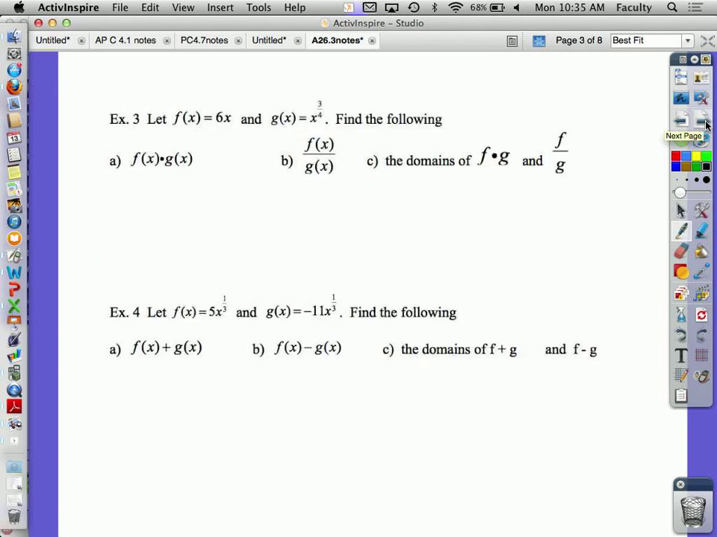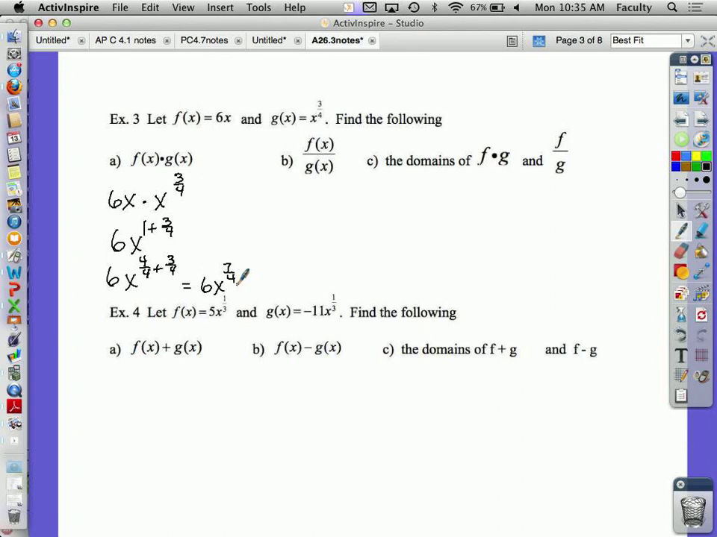Alright, example 3 says let f of x equal 6x and g of x equal x to the 3/4 power. Find the following. If you want to do f of x times g of x, now we're going to connect this to your exponent properties. 6x times x to the 3/4, you would add the exponents. And then remember, you need to build a common denominator. So this is 6x to the 7/4 power.